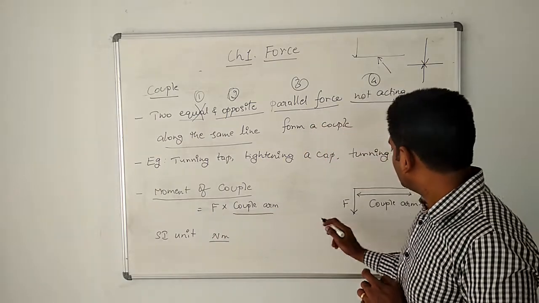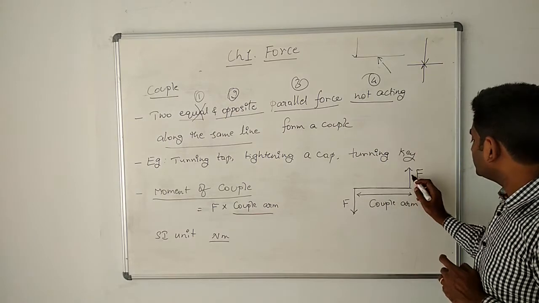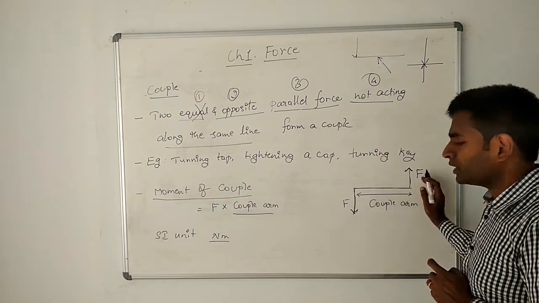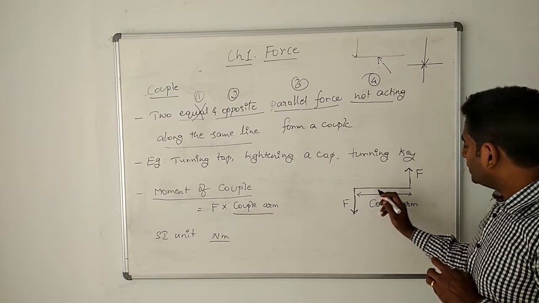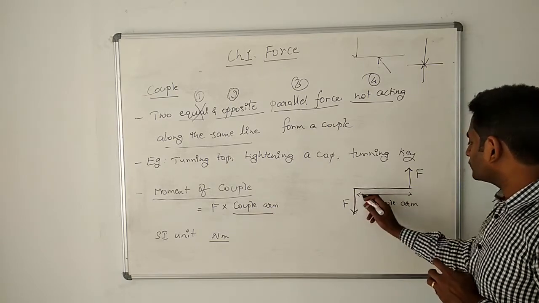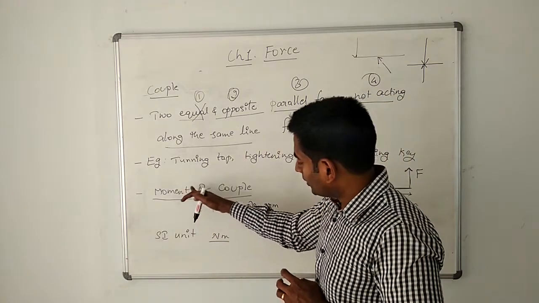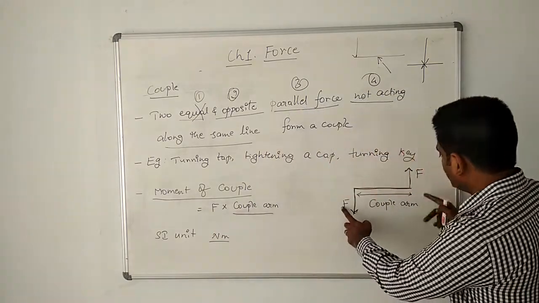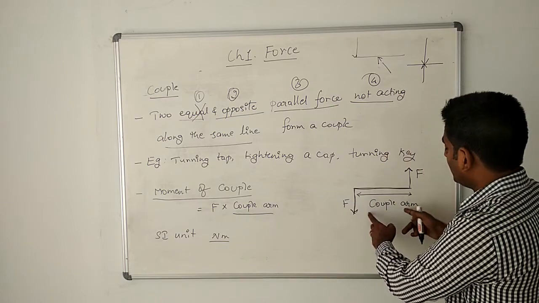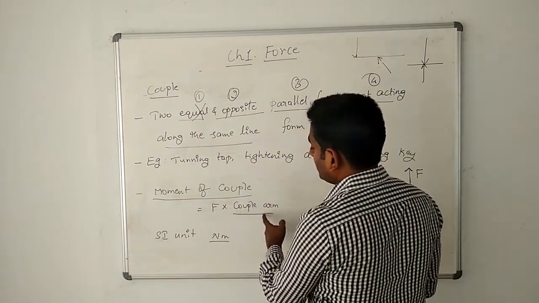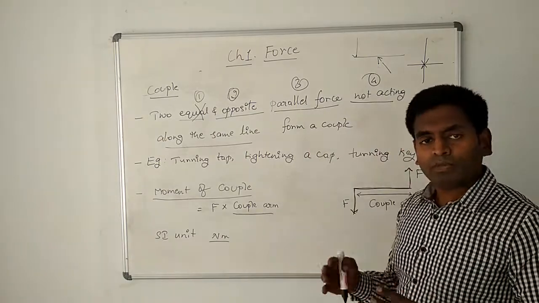What is the couple arm? Let's take this body which is being acted upon by two forces, one on this side, one on the other side, and then the distance between the two forces is called the couple arm. So my moment of a couple is equal to either force I can take and then the distance between the two forces, that is the couple arm. So F multiplied by couple arm is called the moment of couple.